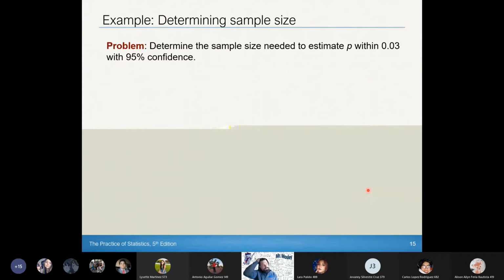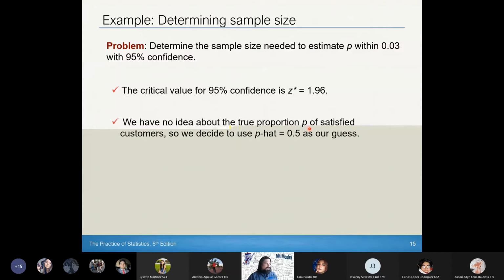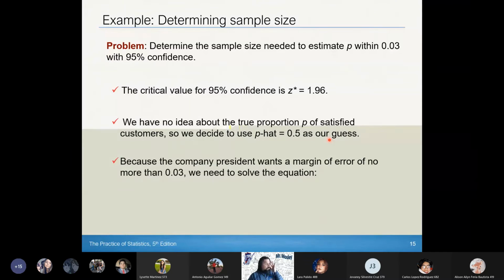So here's our problem. We need to determine the sample size needed to estimate p within 0.03 with 95% confidence. The critical value for 95% confidence is z asterisk equals 1.96. This is what we found previously, way earlier in the presentation. We used to estimate this as 2, but we can get a little more accurate using table A, 1.96. We have no idea about the true proportion p of satisfied customers, so we decide to use p hat equaling 0.5 as our guess. Because the company president wants a margin of error no more than 0.03, we need to solve the inequality that our margin of error is less than or equal to 0.03.